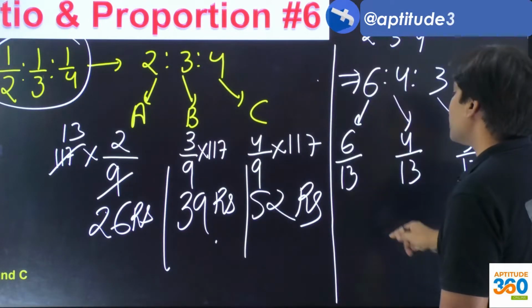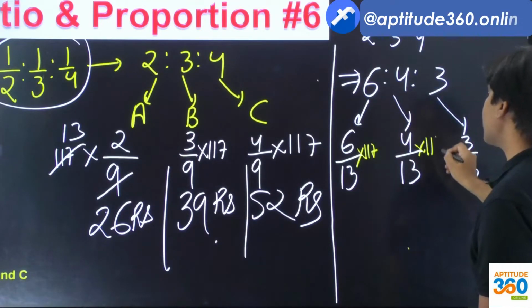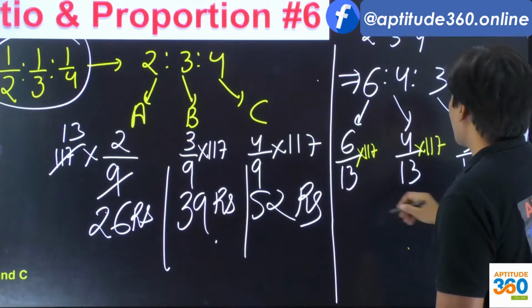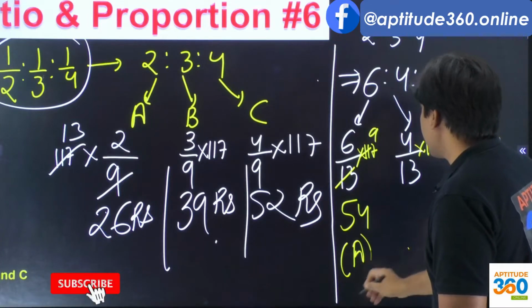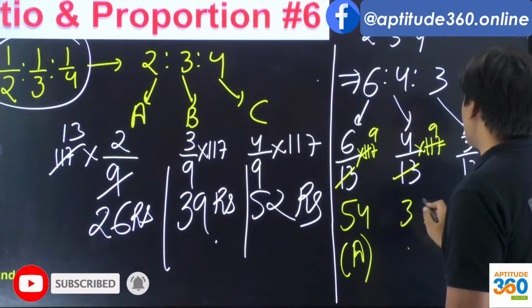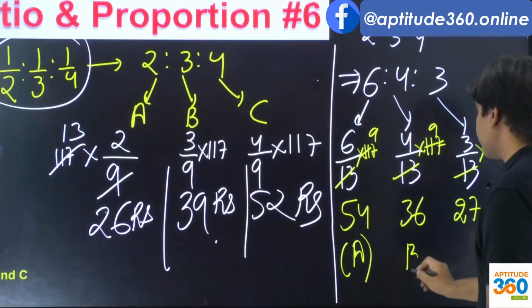Of what? Of total value. And what is the total value here? 117, 117 and 117. So this is 9. So A gets 54 rupees, and this is 36 rupees, and this is 27 rupees. Understand this.